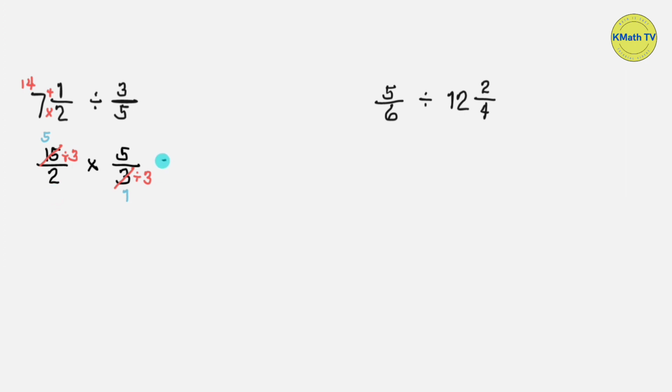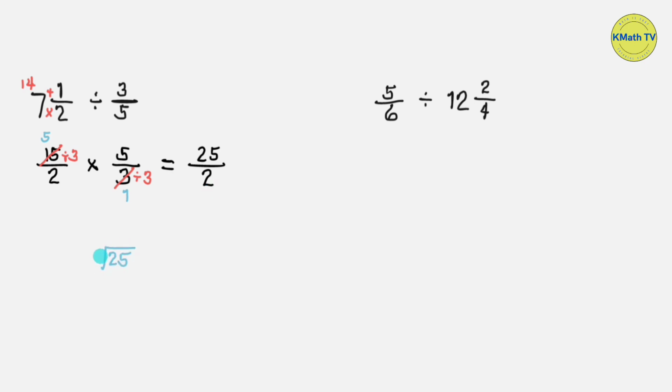So, let's multiply now. Multiply the numerators. 5 times 5 equals 25. Multiply also the denominators. 2 times 1 equals 2. Okay, the answer is 25 halves. It is an improper fraction. The numerator is greater than the denominator. So, we can simplify this by dividing the numerator by the denominator.